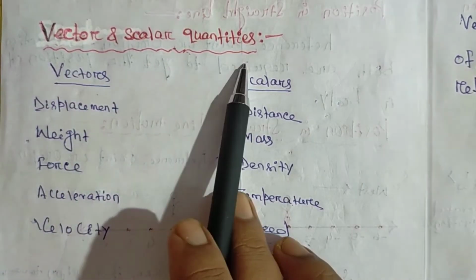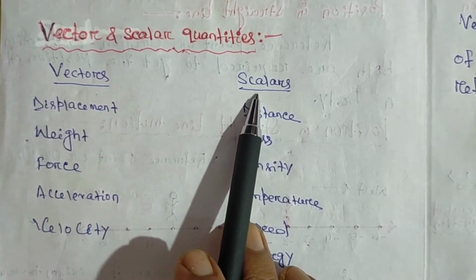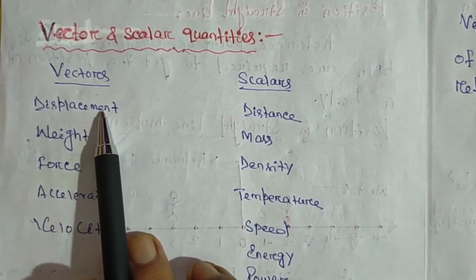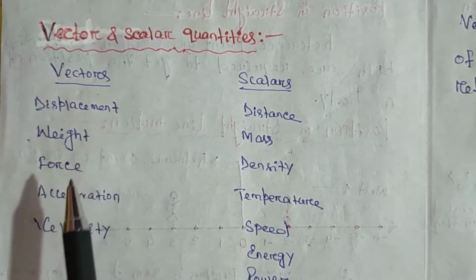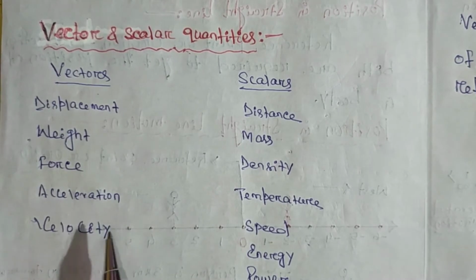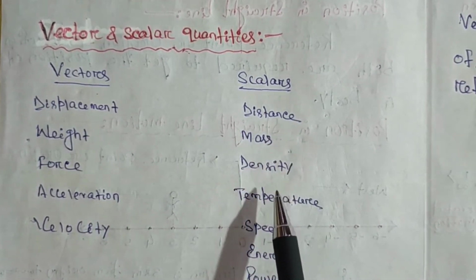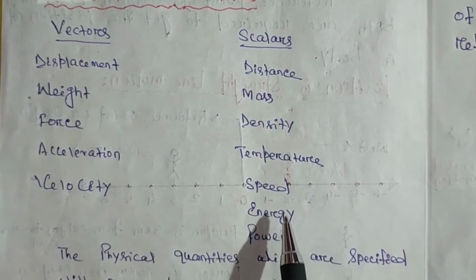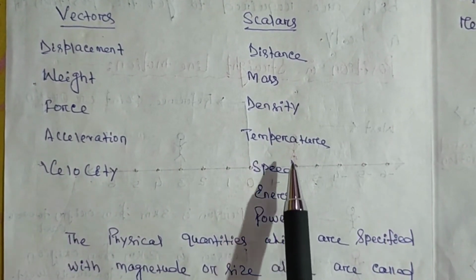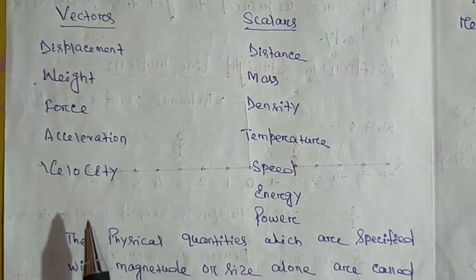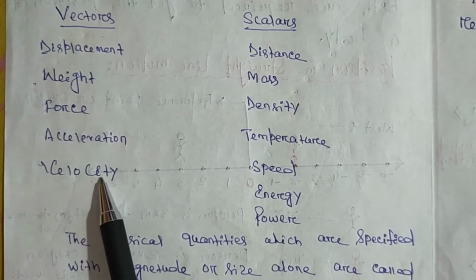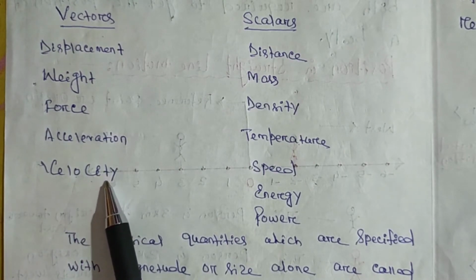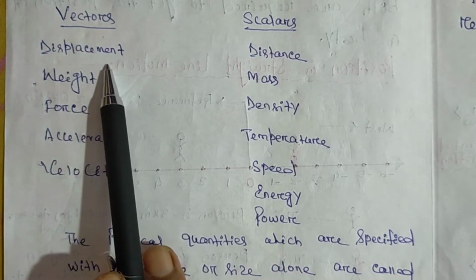Vector and scalar quantities. Scalar quantities have only magnitude. Vector quantities have both magnitude and direction. These are the vector quantities: displacement, weight, force, acceleration, velocity. Scalar quantities are distance, mass, density, temperature, speed, energy, power, etc. Here only magnitude is present and here both magnitude and direction are present. From the above discussion, we confirm that displacement is the distance in a certain direction.